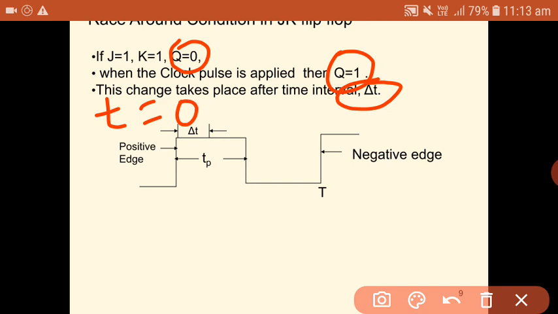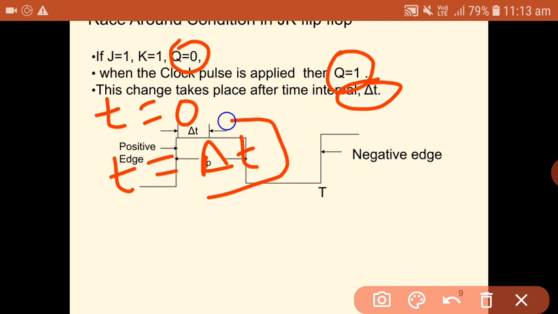You know, the previous output is there, that is Q is equal to 0. So after the time t is equal to delta t, then only you will be getting the output Q as 1. Then only you will be getting the toggle output, that is Q is equal to 1 in this case, as output of the JK flip flop.